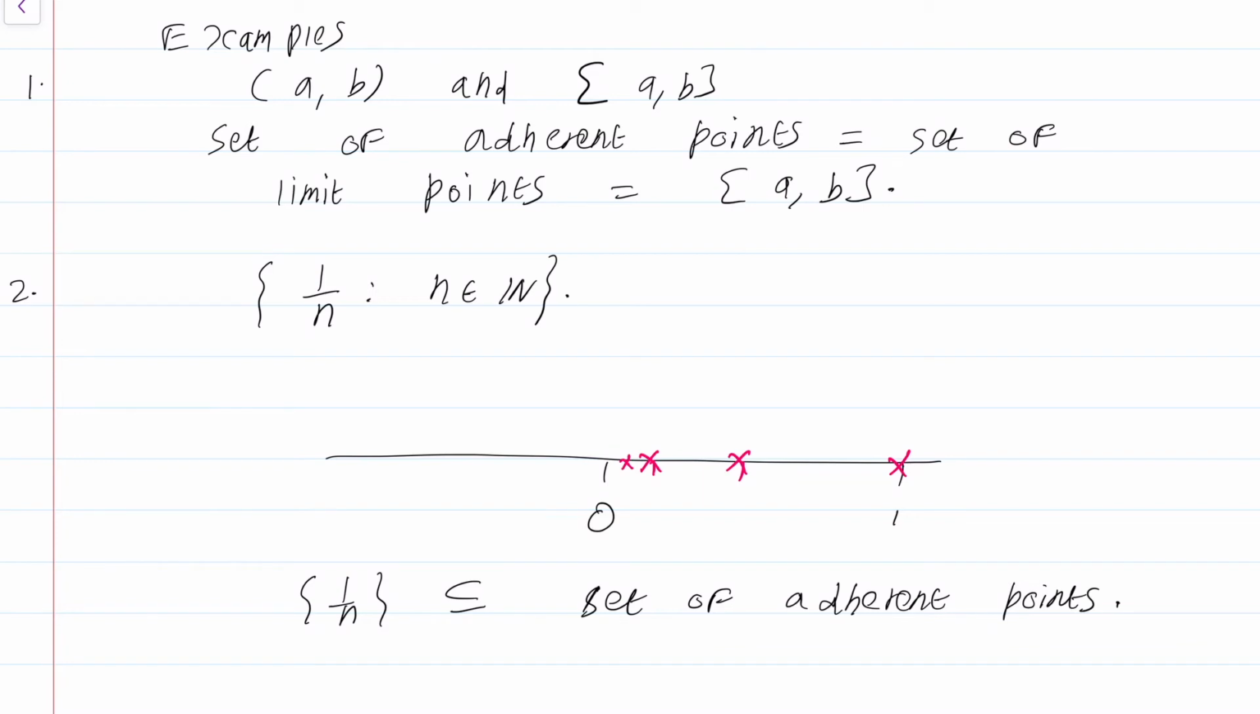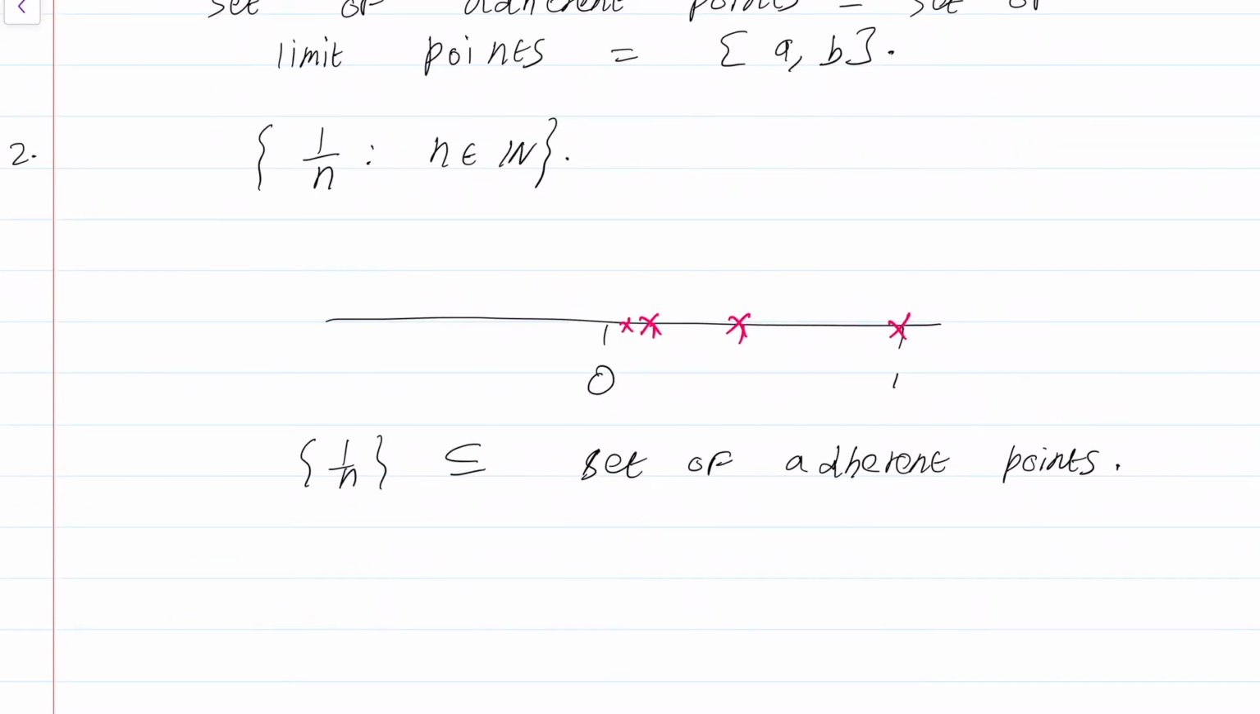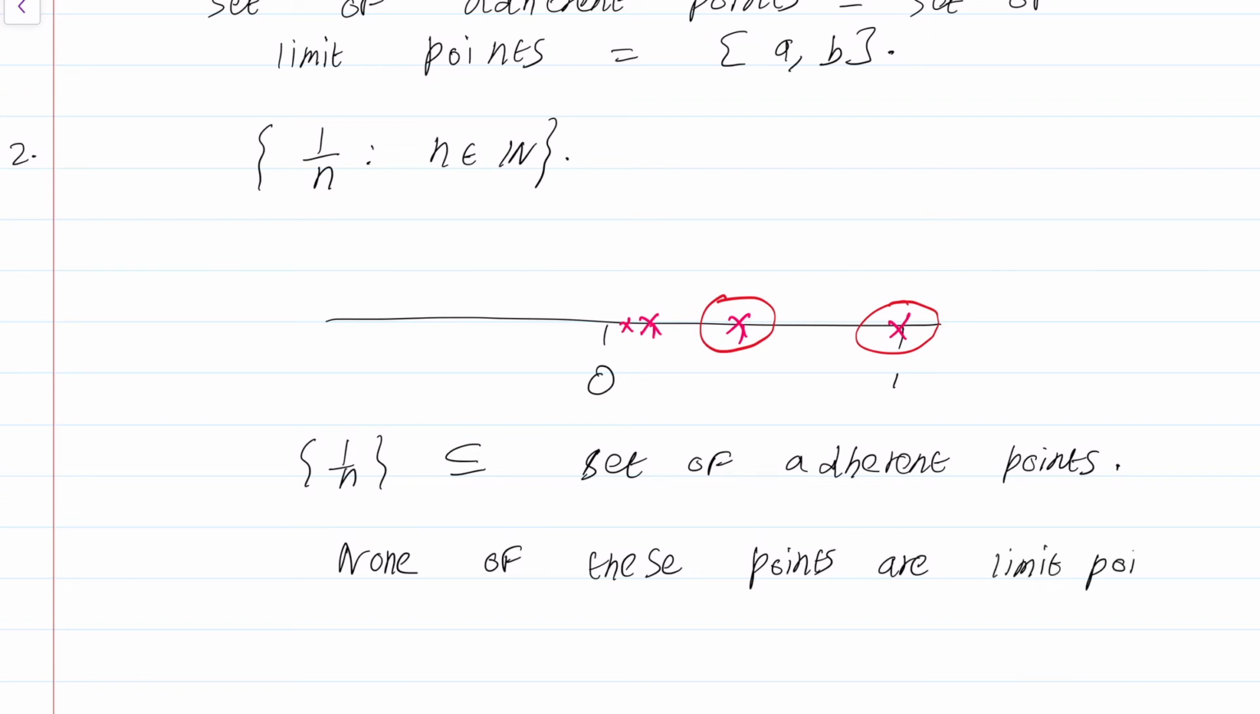Now it should be clear to you that if I take any one of these red points, the only sequence in the set 1/n that converges to this point is a sequence that is eventually all ones. The same is true for this point, which is a half. The only sequence in the set 1/n that converges to a half is a sequence that is eventually just repetitions of a half. So none of these points are limit points.